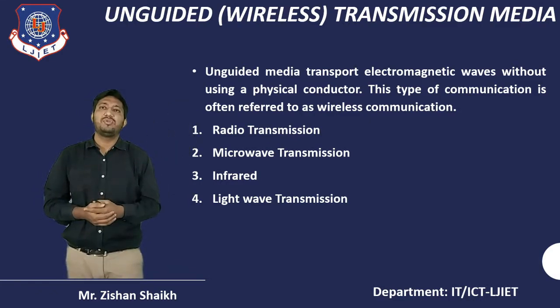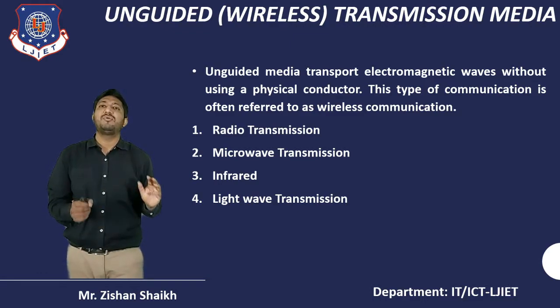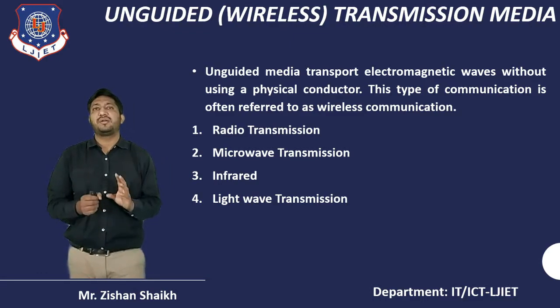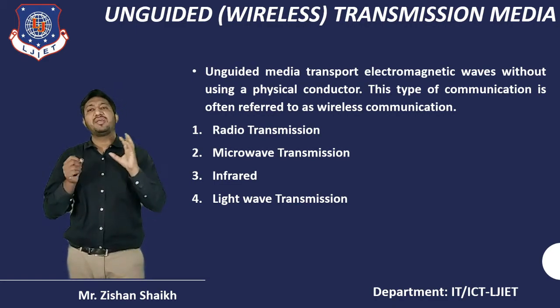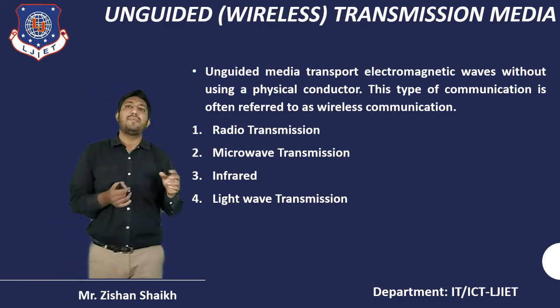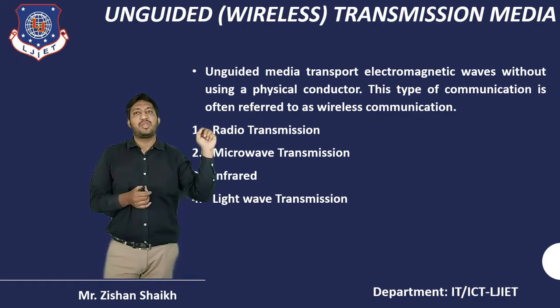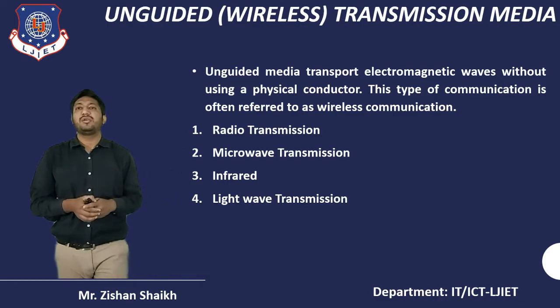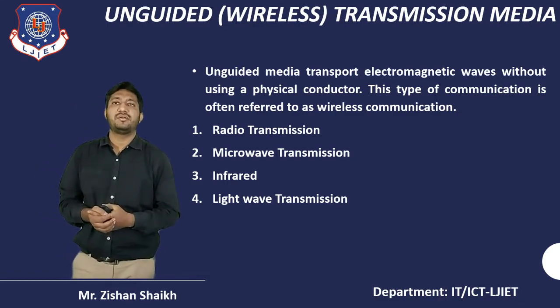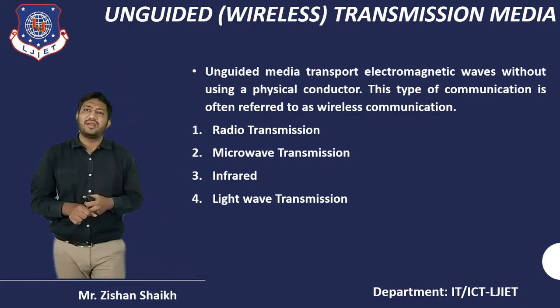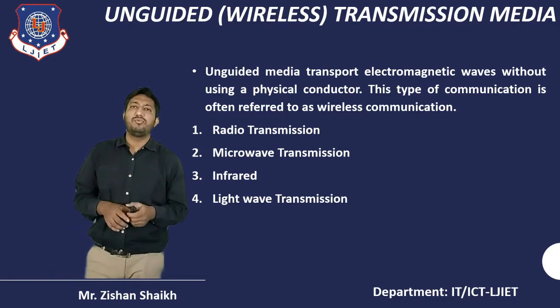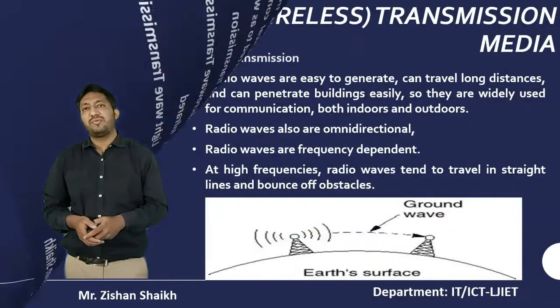Now we are moving to the second type, that is the unguided or wireless transmission medium. When we are talking about unguided, it transports electromagnetic waves without using any physical conductors. In all three guided types they use physical cables, but in the unguided manner, they are not using any physical conductor. It is broadly categorized into radio waves, microwaves, infrared and light wave transmission.